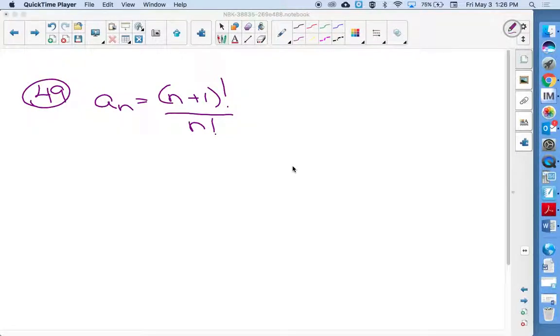So what is that called? Let's first start off with the mathematical name, Kate. Factorial. Right, that's a factorial. It's used a lot in probability.